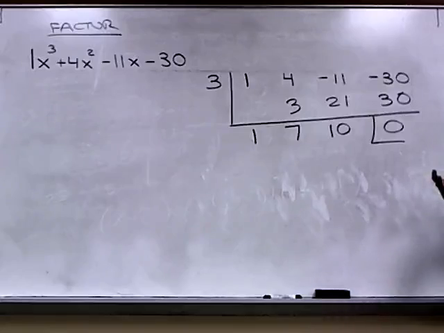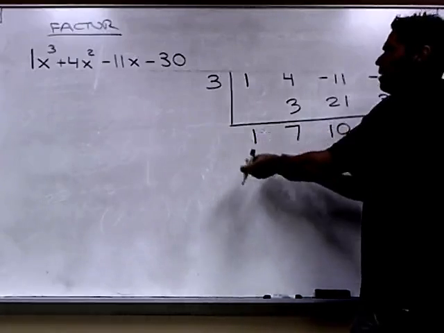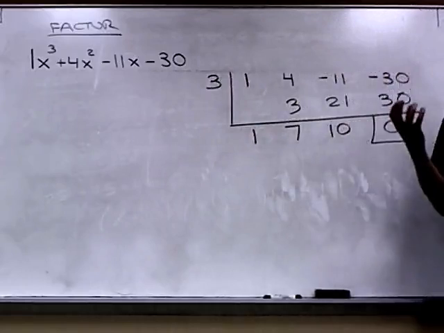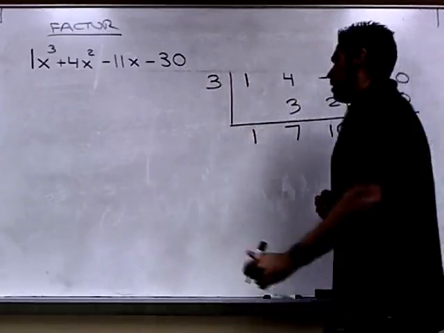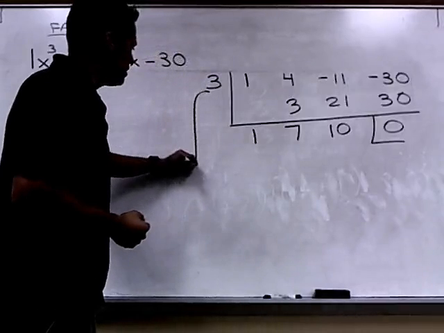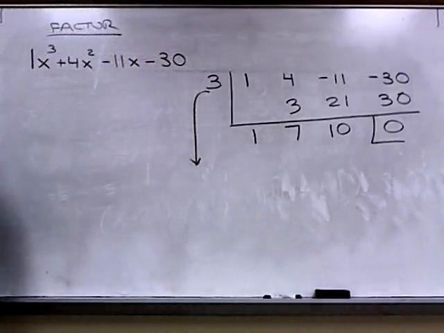What does that tell me? What do these numbers tell me? What does that number tell me? This is where we really have to get our head around this. What does this tell us? We have a factor of what? X minus 3.